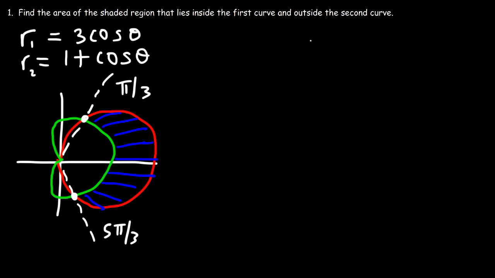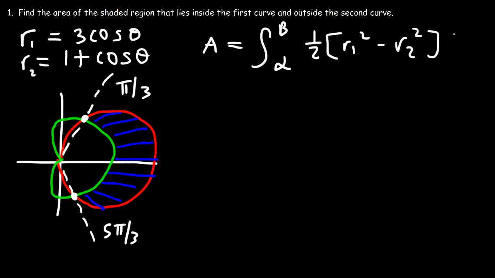Now let's write the formula that we need to get the area. So it's going to be from alpha to beta, and it's 1/2 r1 squared minus r2 squared d theta, where r1 is larger compared to r2. So this is going to be r1 because it's further away from the origin. R2 has to be basically the smaller curve because it's closer to the origin. So that's how you need to view it. And that will give you a positive answer.